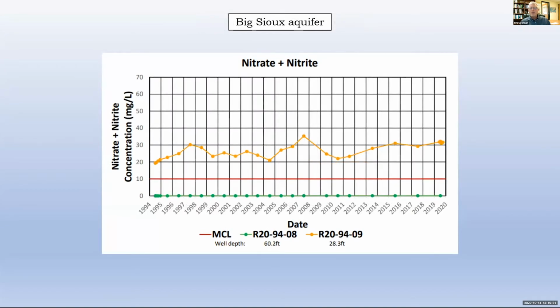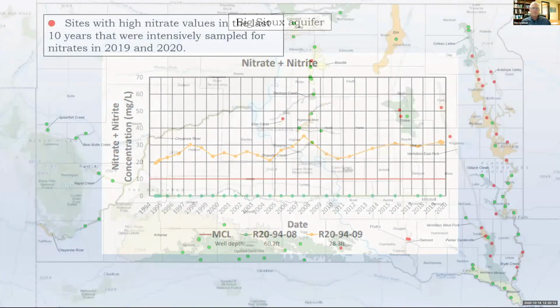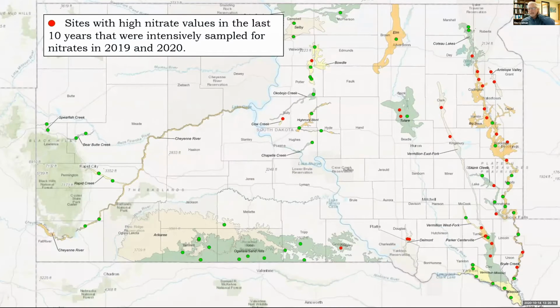And then finally, we have sites like this. So here's a site in the Big Sioux Aquifer in Brookings County, where the nitrate values have always been between 20 and 30 parts per million, and it rarely deviates from that. So basically, it's unique situations at many of these sites in many of these aquifers. Because there's quite a few sites out there where we've seen high nitrate values.